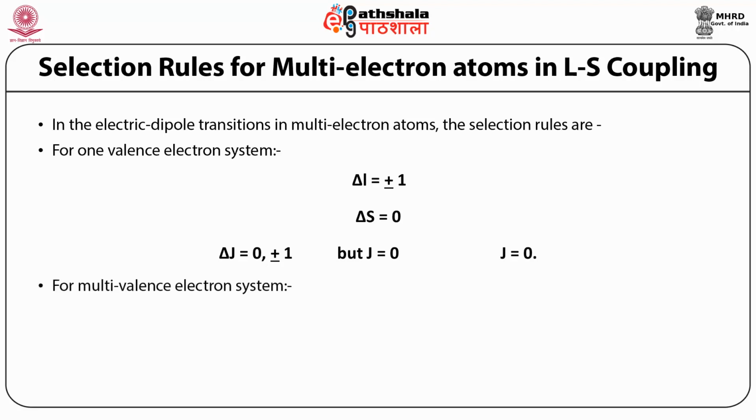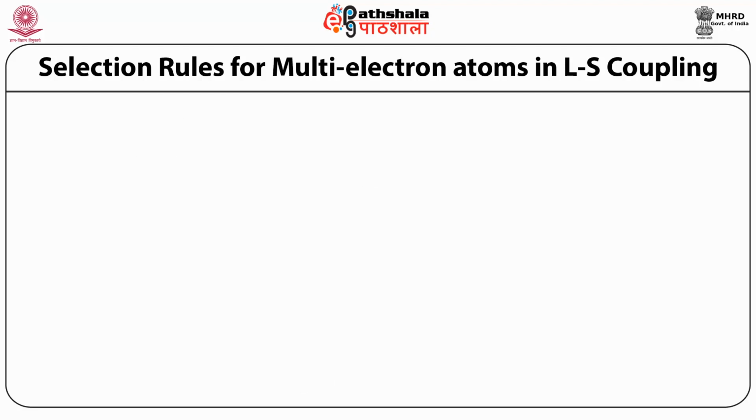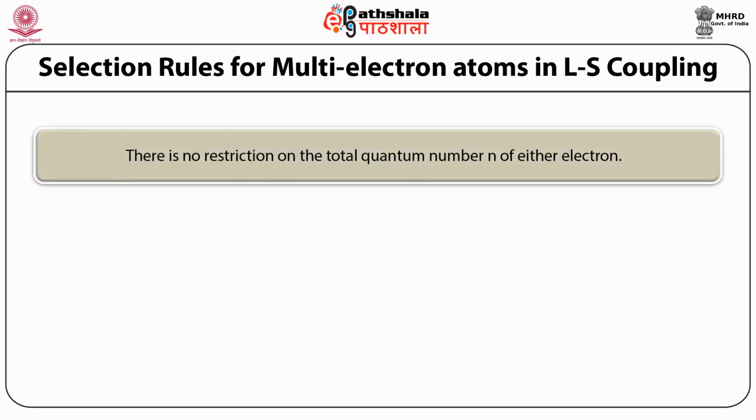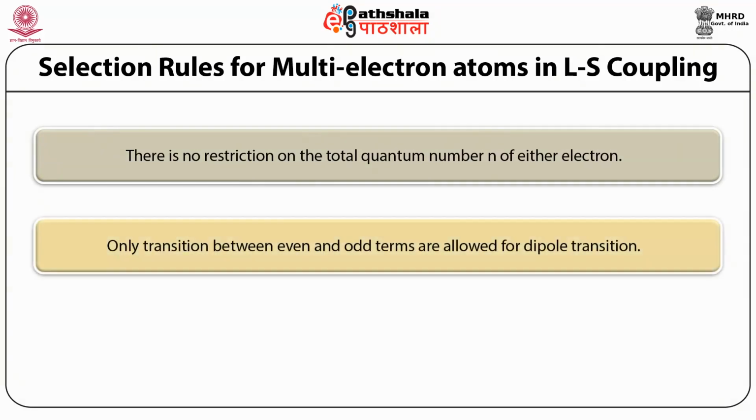For multi-valence electron system, delta L is equal to 0 and plus minus 1, and delta S is equal to 0. Delta J is equal to 0, plus minus 1, but J equal to 0 to J equal to 0 is not allowed. There is no restriction on the total quantum number n of either electron. Only transitions between even and odd terms are allowed for dipole transition.